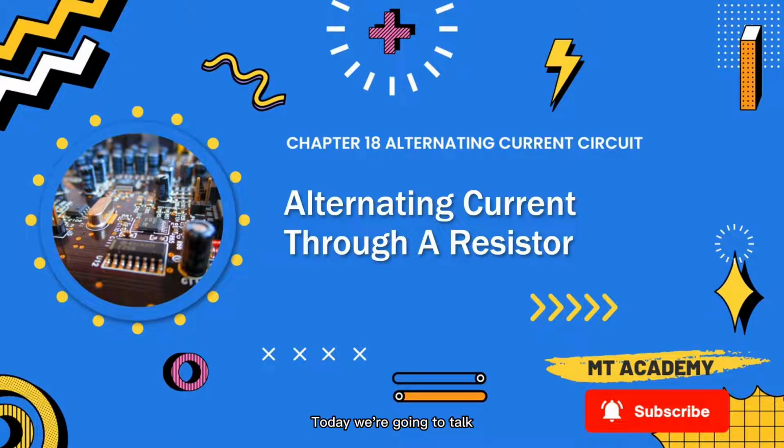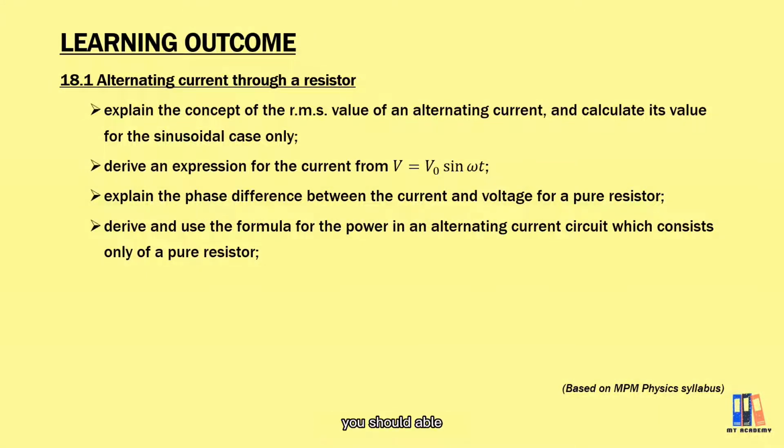Today we're going to talk about the last topic in this semester, which is the alternating current circuit. At the end of this video, you should be able to explain the concept of the root mean square value and learn how to calculate its value for a sinusoidal case. And then we're going to derive the expression of the current and the power with a given voltage source. And we're going to explain the phase difference between the current and voltage for a pure resistor.